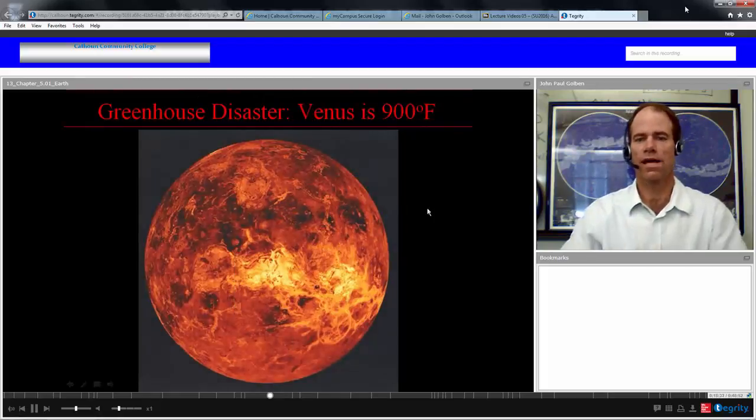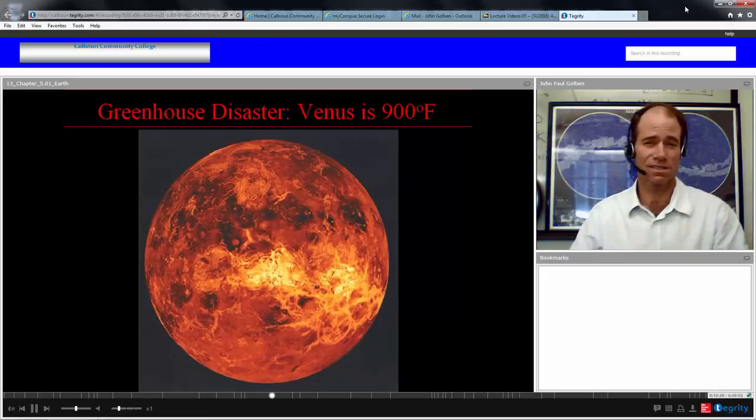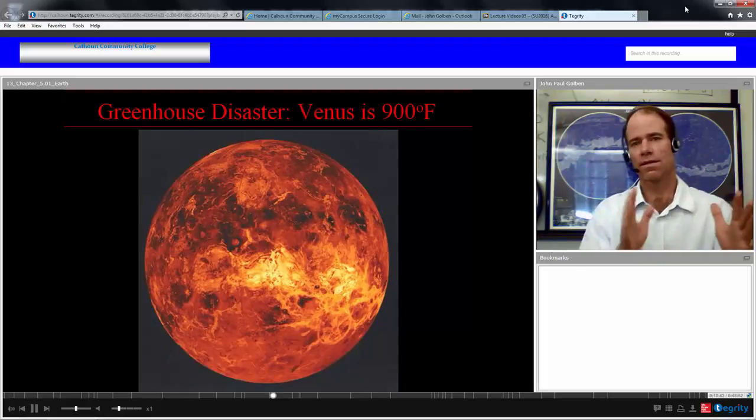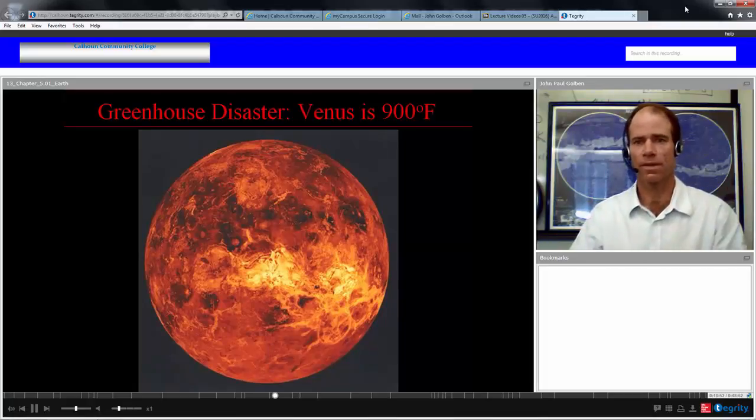On the other side of the coin, there's Venus. Venus is 0.7 astronomical units away from the Sun, so it's 70% of the distance from the Sun that we are. Being that much closer to the Sun, it receives twice as much insolation as we do. But that does not account necessarily for how hot it is, which is 900 degrees Fahrenheit.